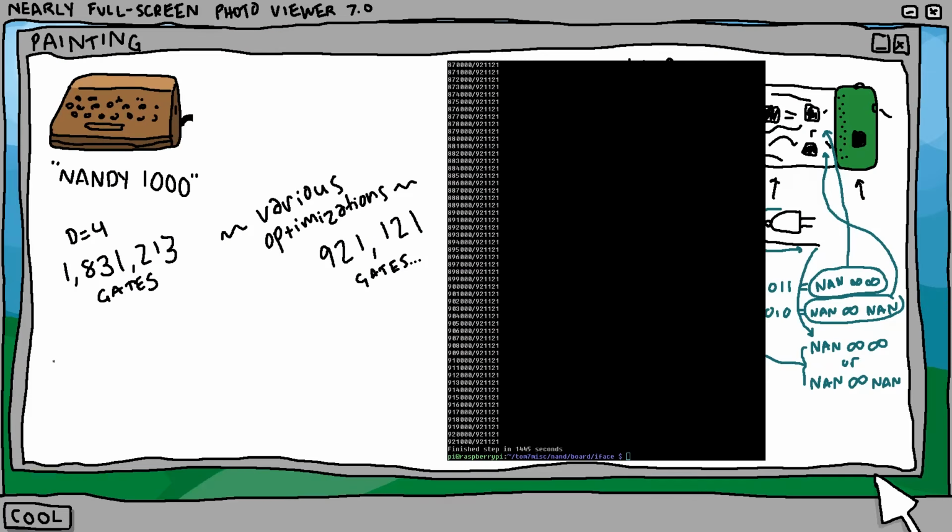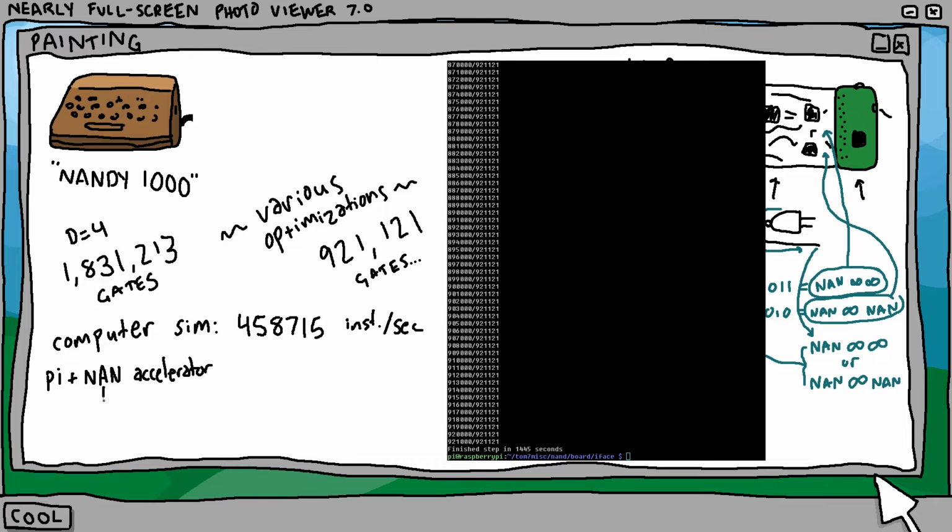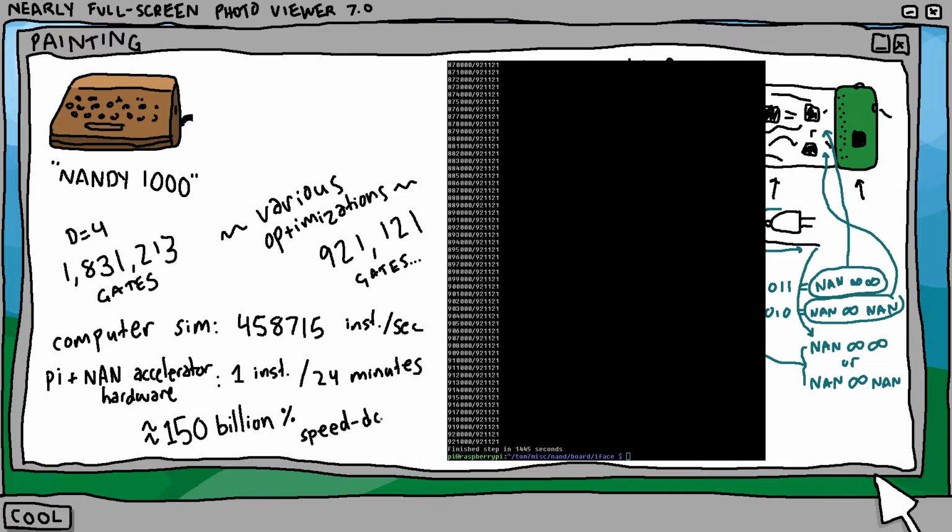Okay, so the NAND 1000 has finally finished executing one instruction, and that took about 24 minutes. So in a computer simulation, I was able to run 458,000 instructions per second. So if on the hardware I can get one instruction for 24 minutes, that's about a 150 billion percent speed down, which is pretty good.